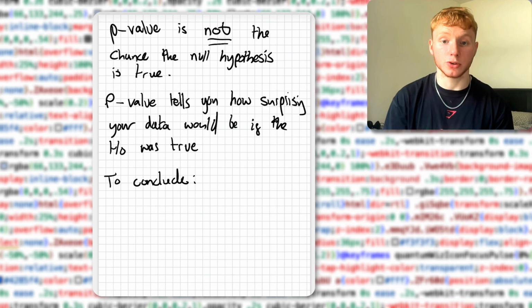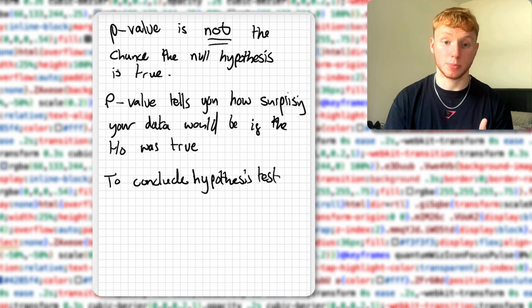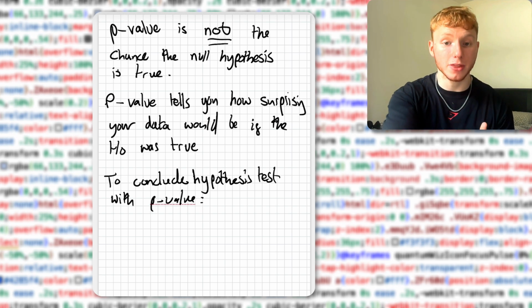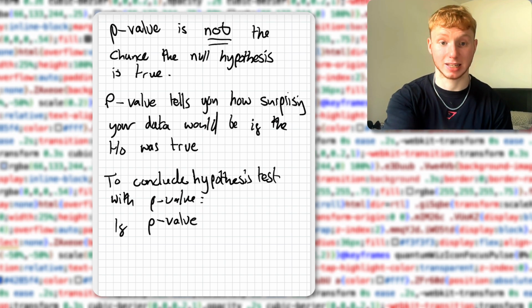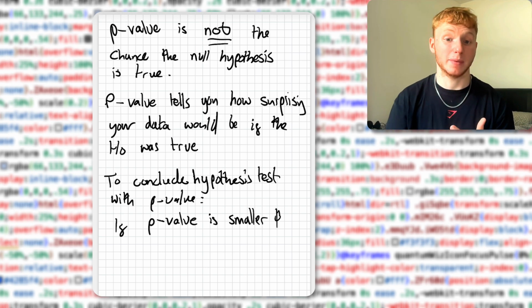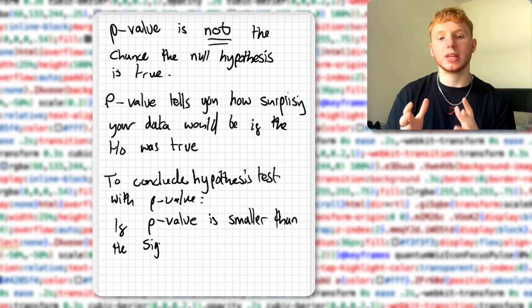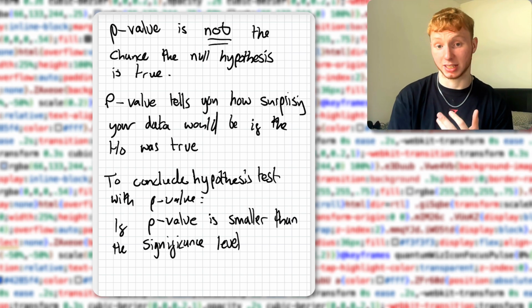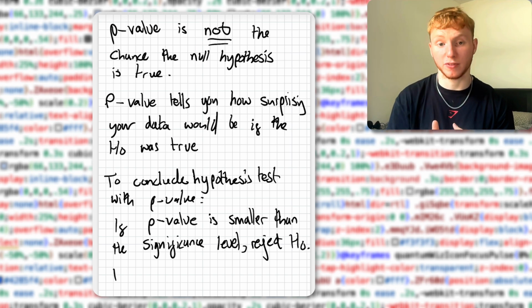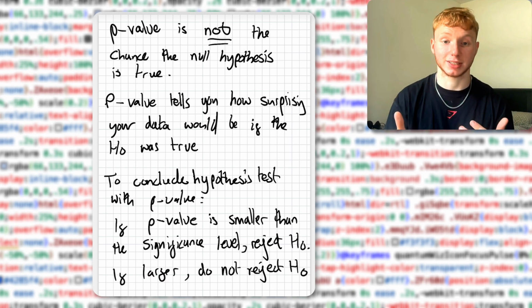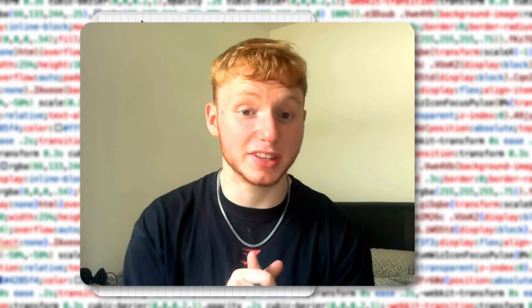We can also use the p-value to conclude a hypothesis test. We can compare the p-value with our chosen significance level, usually 5%. For example, if the p-value is smaller than the significance level, we reject the null hypothesis, otherwise we do not reject it. Then that is it for this video.